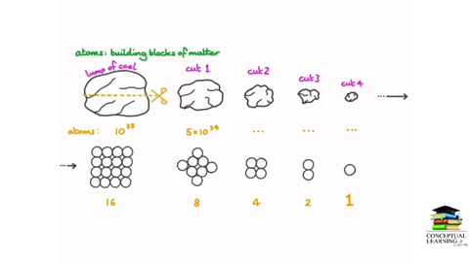Now, take a guess at how many times you'd have to cut the coal in 2 to get just 1 atom. The answer is about 83 times. That's a lot of steps, so let's back up a little and look at what we would see along the way.